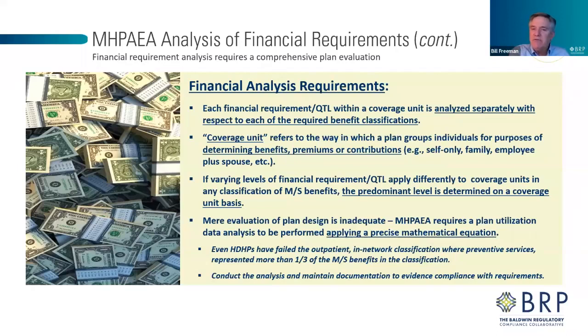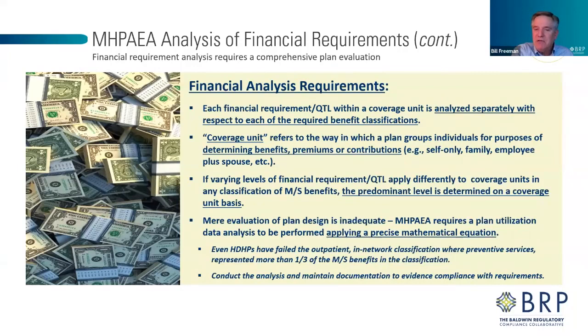A coverage unit refers to how you group individuals in your plan. So if you're going to do single or family or employee plus spouse, employee plus child, you can combine those or you can break them out separately. But with a coverage unit, you have to be consistent across all the different benefit classifications when you're determining benefits, premiums, and contributions. If you're going to have varying levels in the financial requirement and QTL applying to the different coverage units that I just mentioned, the predominant level, the 50%, is determined on each coverage unit basis.